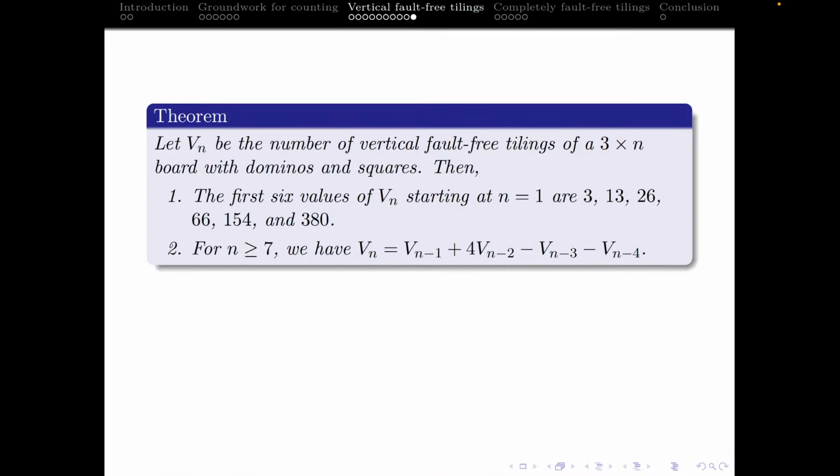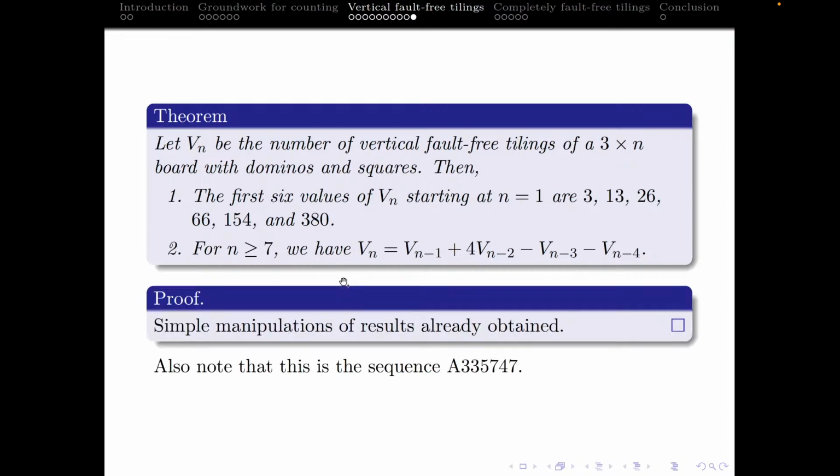Now, having gotten the recurrence for Vn, we can just bring in the formula for Vn, which is this, and we also get the first 6 values. So there's that. Just notice again that this recurrence for Vn is also the same recurrence, 1, 4, minus 1, minus 1, and these are the first 6 values of Vn. And this is all done by simple manipulations of all the recurrences we have already obtained.